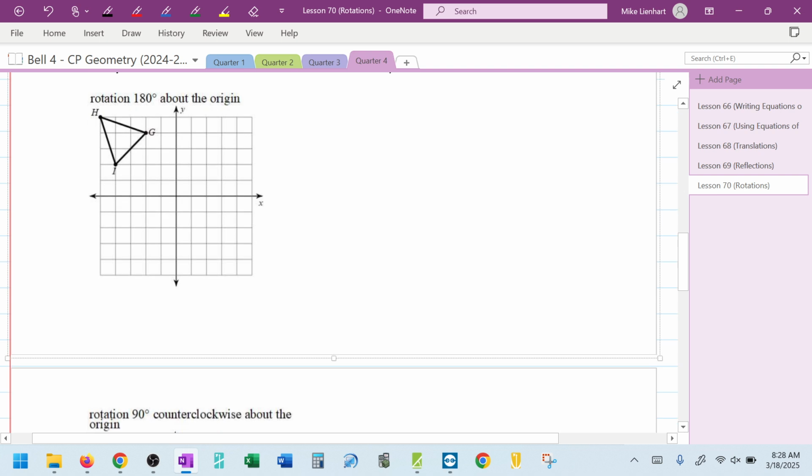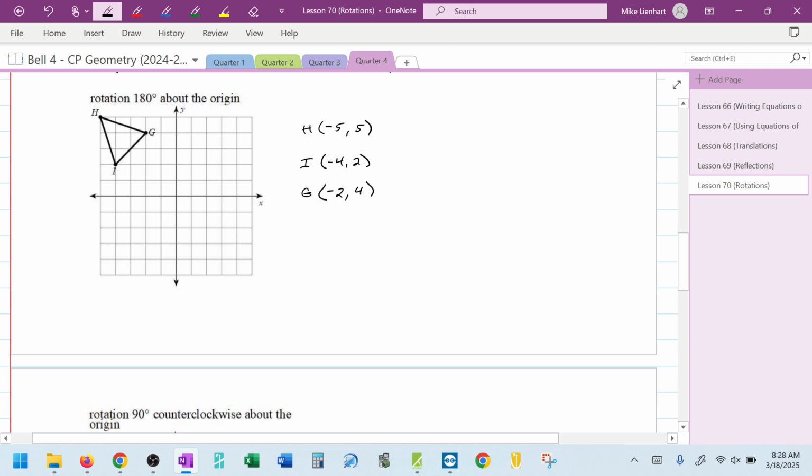Let's take a look at this first example. They want me to rotate 180. First thing I want to do is identify those points again. H here, let's see, 1, 2, 3, 4, 5, and 1, 2, 3, 4, 5. H is at -5, 5. I know that I is at -4, 2. And I know that G is at -2, 4.